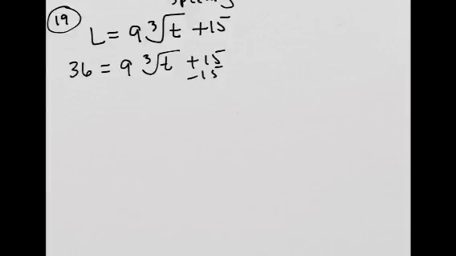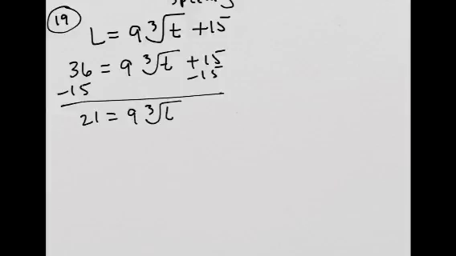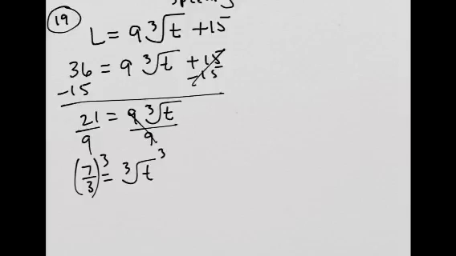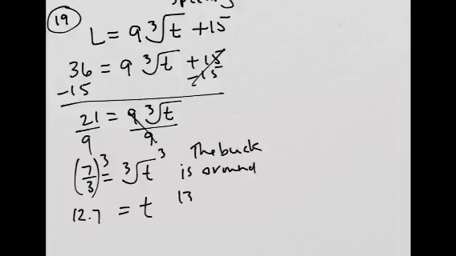So I have to isolate the radical first. So that gives me 21 equals 9 times the cube root of T, because that's a 0 now. And now I divide by 9. If I reduce it, I get 7/3 equals cube root of t. So now I'm going to cube both sides, and on the right side you get t, and you put 7/3 to the third power on a calculator, you get approximately 12.7. So this buck is around 13 years old.